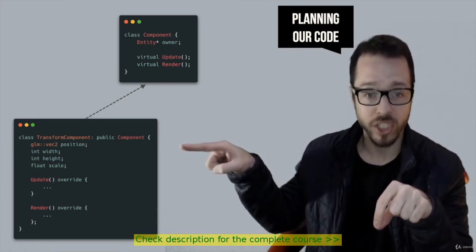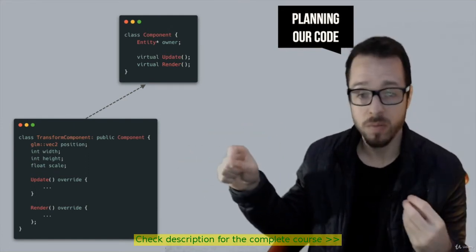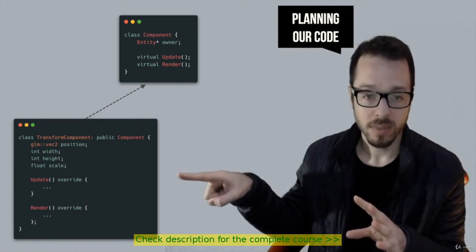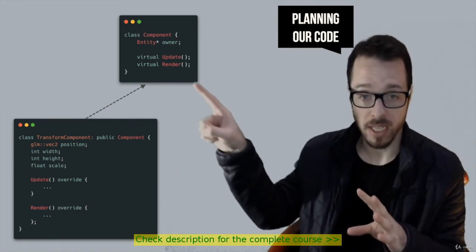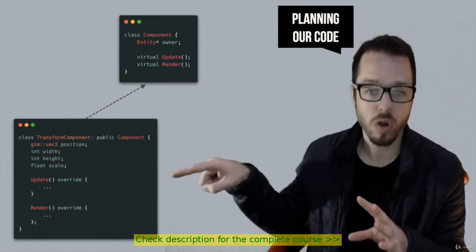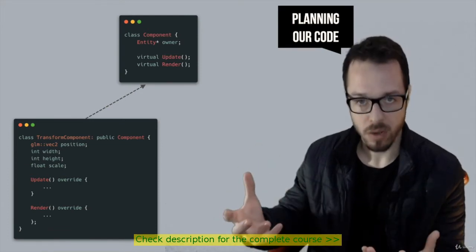So I have a position, I have a width, a height to keep the dimensions of my object. I have a scale. I'm not adding rotation here, but we're going to have rotation. And then update override, because it has to override from the parent, and then render override as well, because it's the transform that is responsible for telling how to render itself, how to update itself.